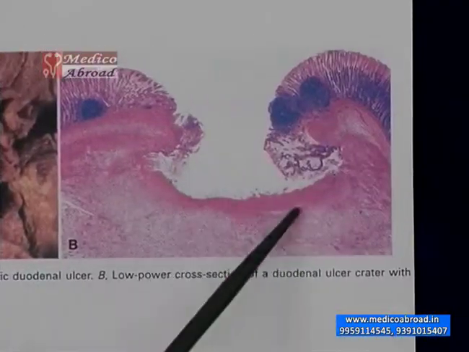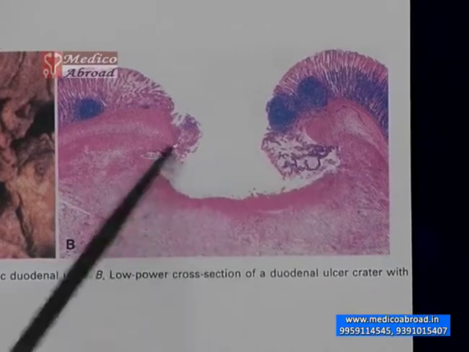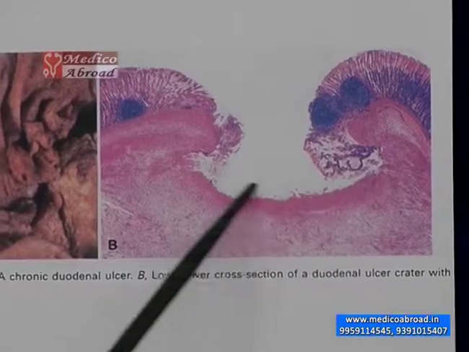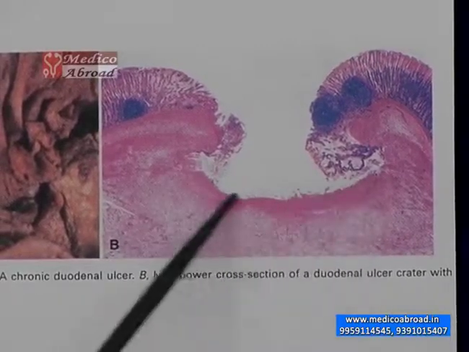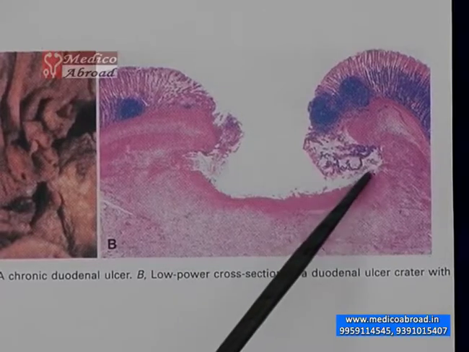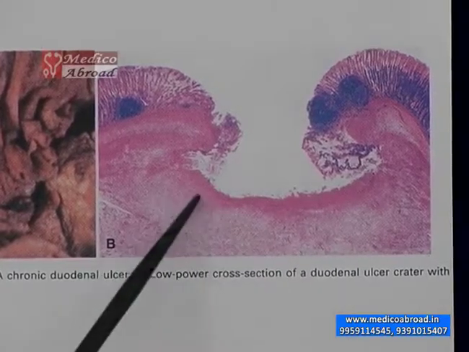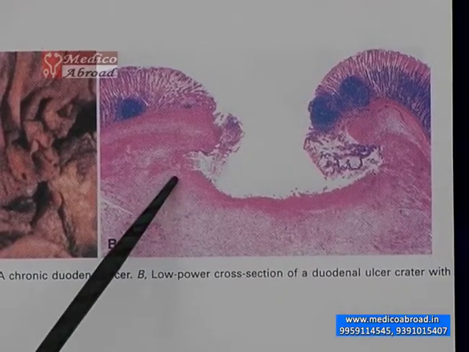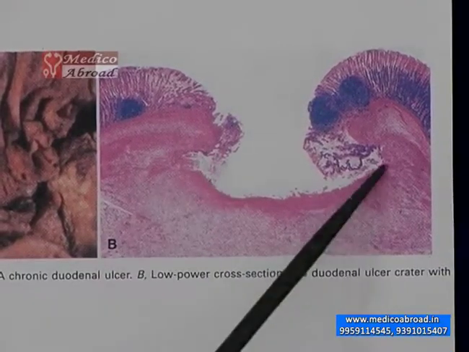This is the crater or the ulcer in the duodenal lining. You can see this is the lining mucosa and it is interrupted. So this crater here is the duodenal ulcer. The base of the duodenal ulcer shows a sprinkling of neutrophilic cells here. So this is a duodenal ulcer.